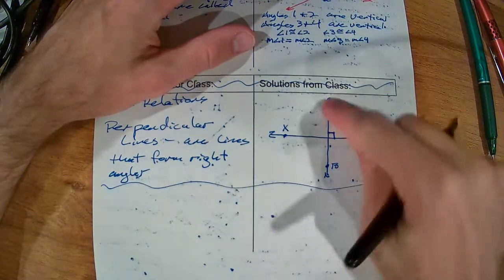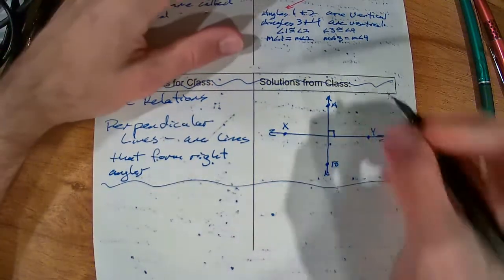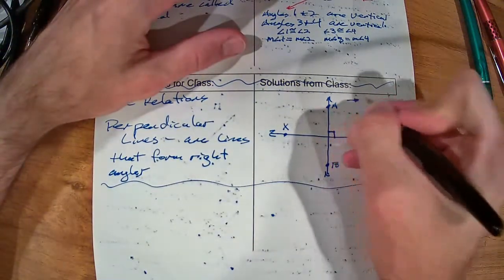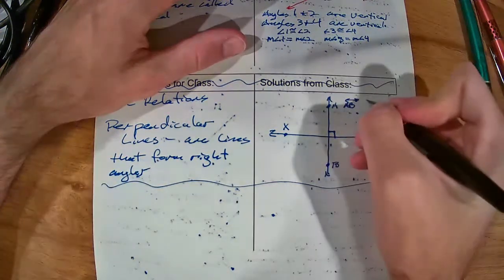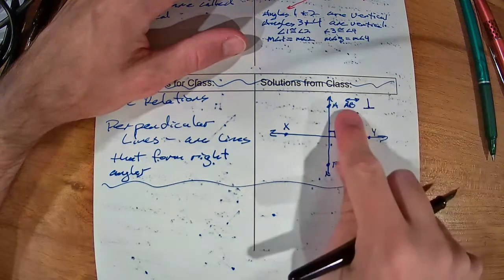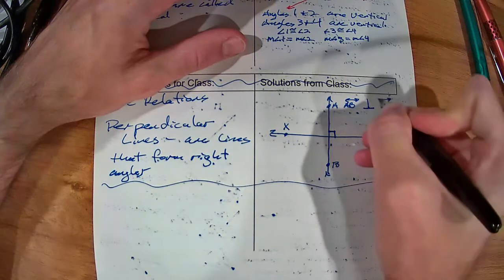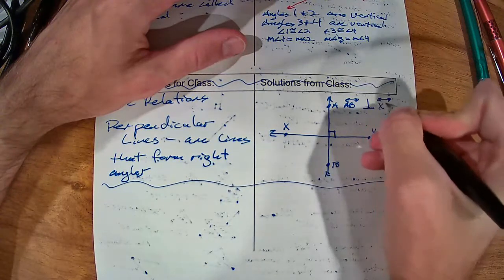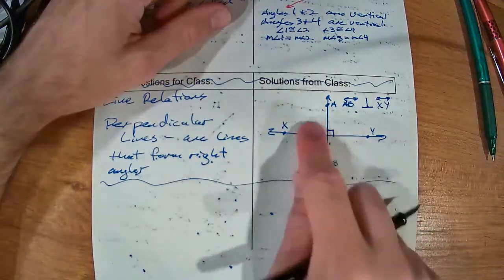It doesn't really matter their names. So I've got line AB. The way we can write perpendicular in a shorthand format is we could talk about line AB. The symbol for perpendicular to is an upside down T. So this would read line AB is perpendicular to line XY. In other words, these two lines intersect and they form a right angle.